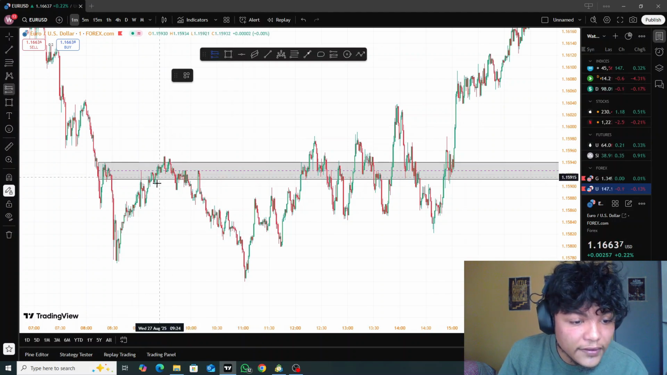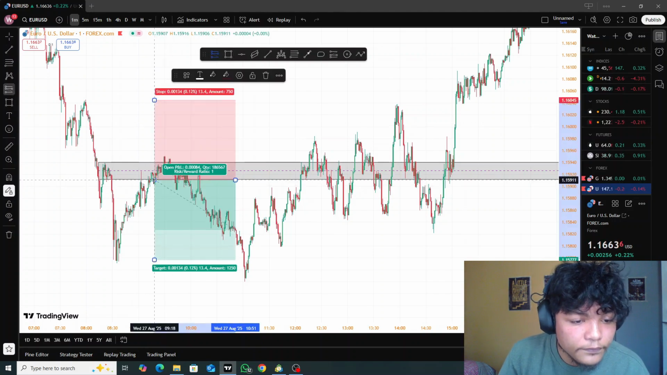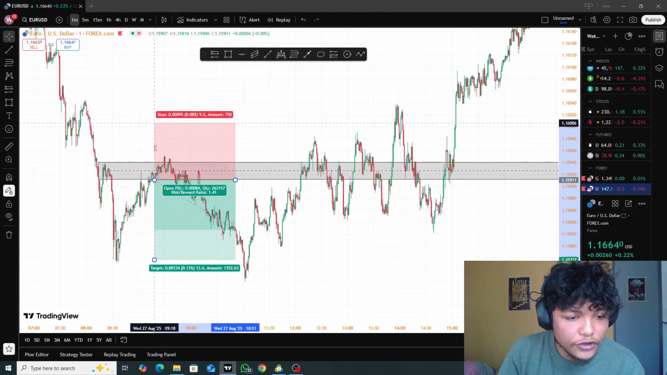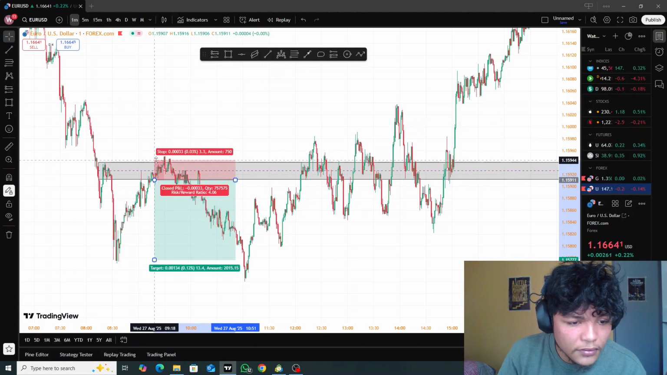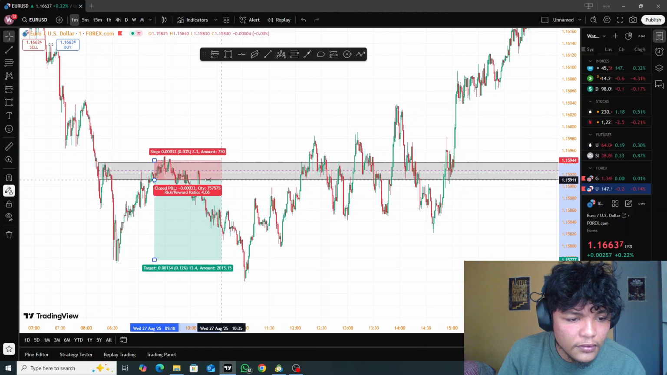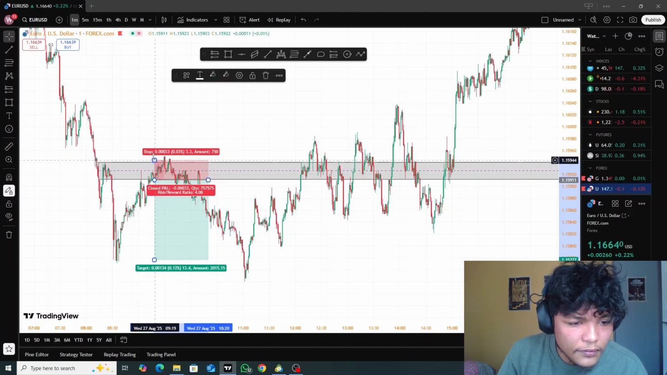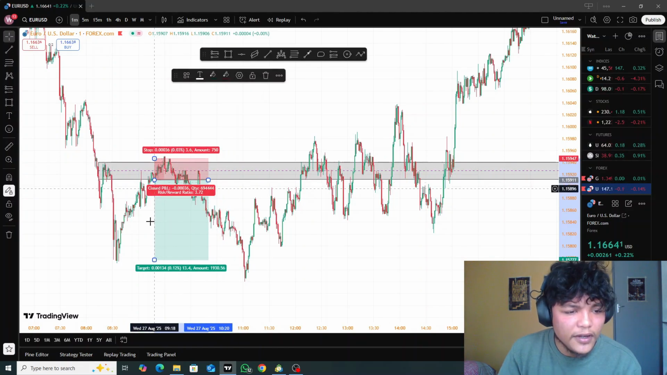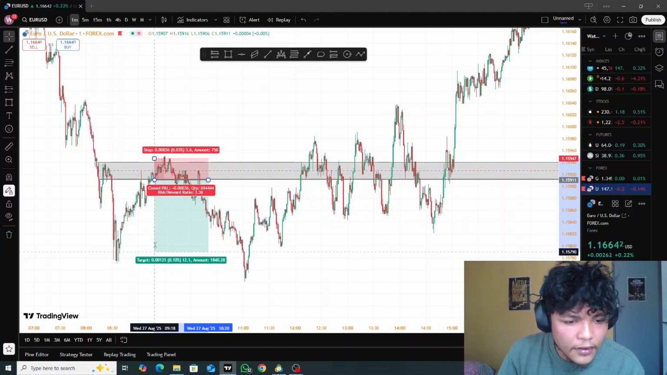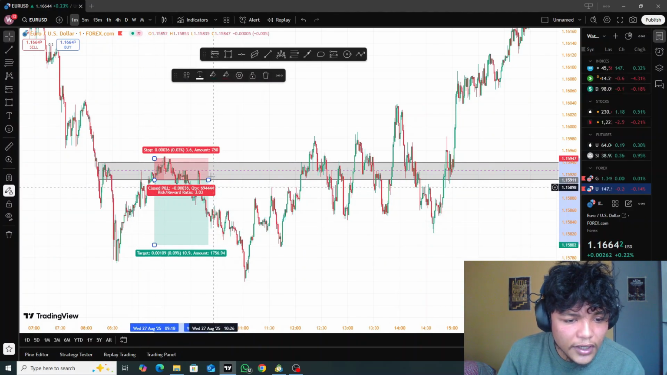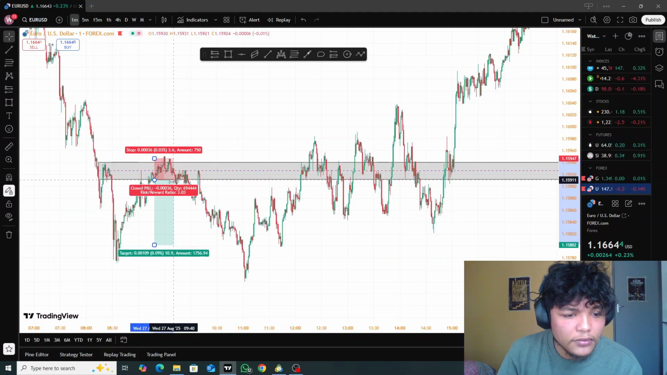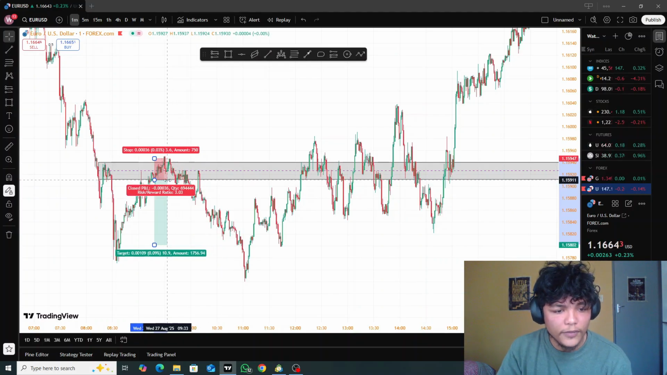You want to sell at this level. Stop loss right below, just a little bit above that level, and you want to target a 1 to 3 risk to reward ratio, and look what happened. You got stopped out.